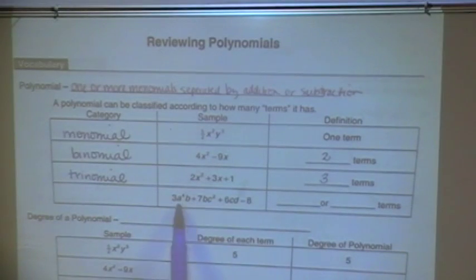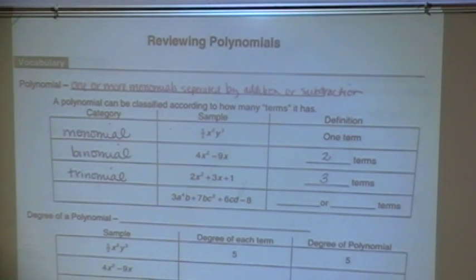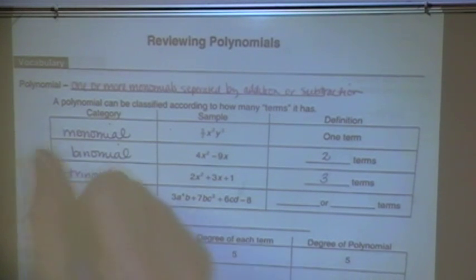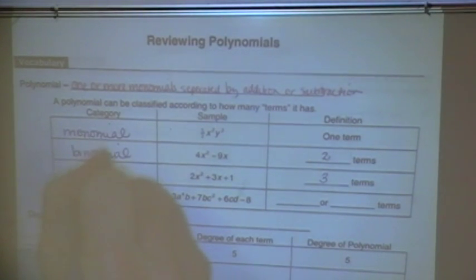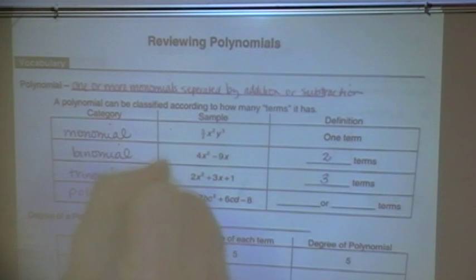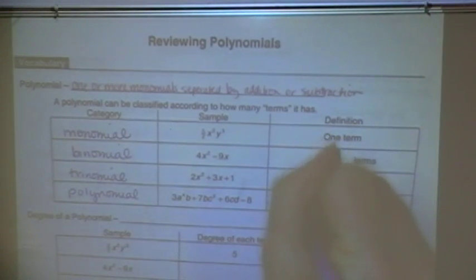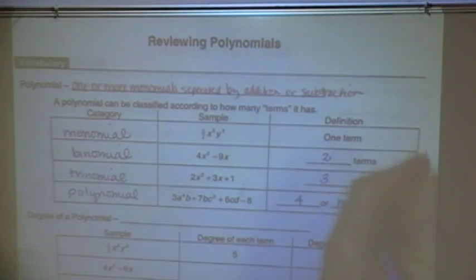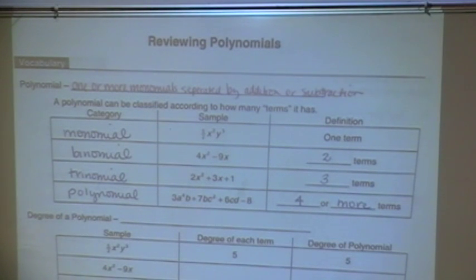And then we get to this one now. When we get past 3, they don't have special names anymore. I'm not sure why we don't call them quadrinomials or tetranomials, but we don't. They're all just polynomials after that. So 4 or more terms are going to be polynomials. It could have 100 terms. It doesn't matter. It's going to be a polynomial after 3.